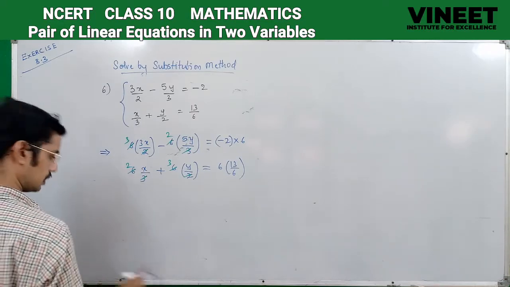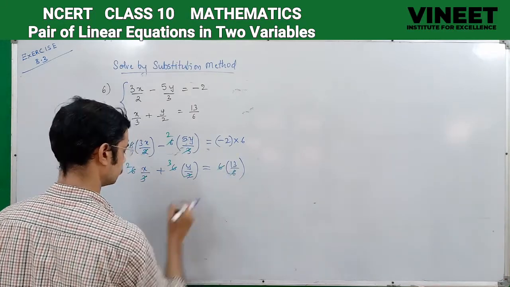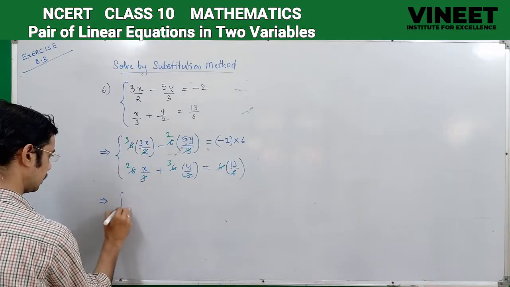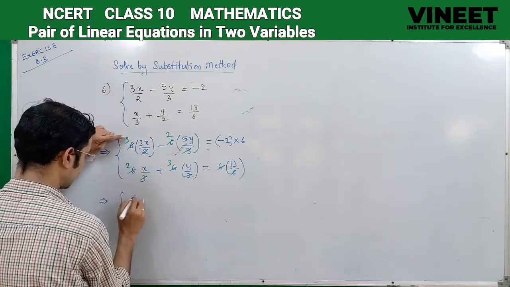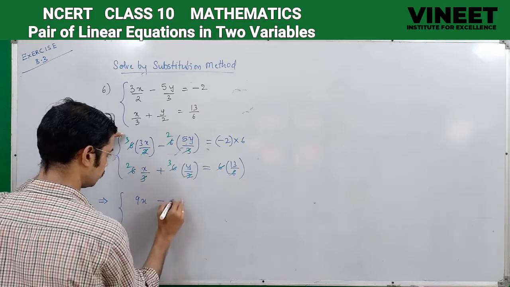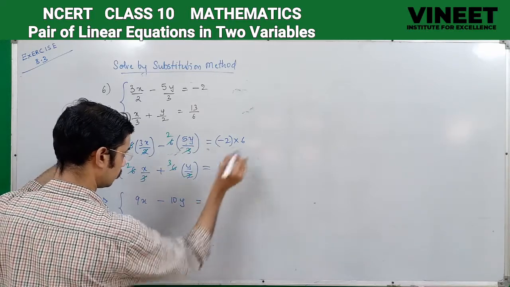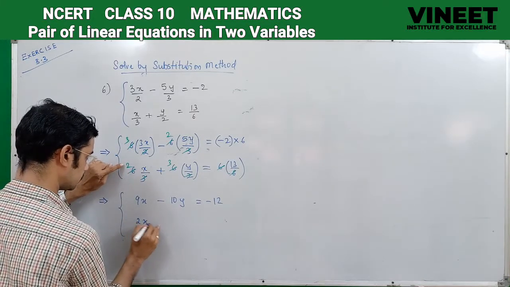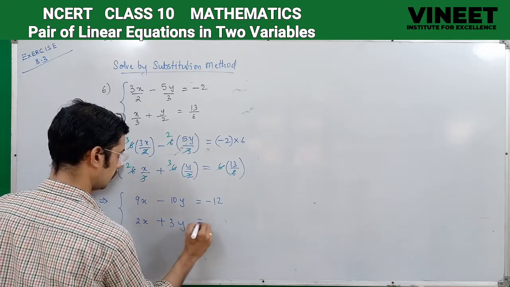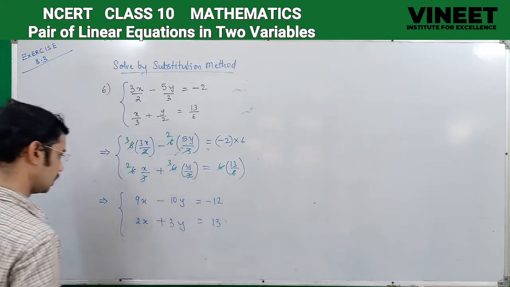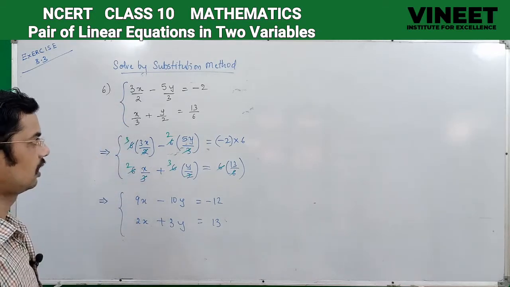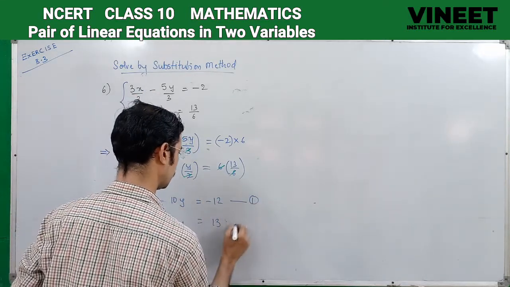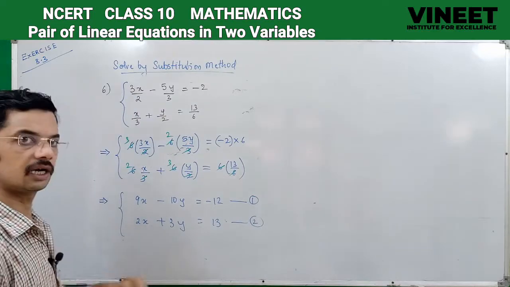So what do we get? And here the 6 gets cancelled. So the equations, this is one set. You need to write them in sets. 3 into 3 is 9x minus 5 into 2 is 10y, and that is equal to 6 into 2 is 12, negative. Then the second equation becomes 2x plus 3y equal to 13. Now this is the simplified form of what we already have. Now let us solve these two equations. We will name this as 1 and this as 2. These are the same set of equations but a transformed one.